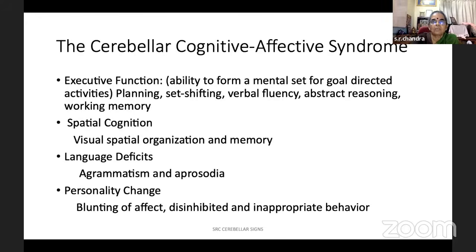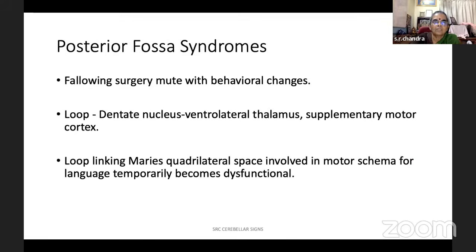So what is the cerebellar cognitive affective syndrome? So they have got poor executive function. They have got spatial cognition defects. So visual spatial memory becomes impaired. Language defect in the form of agrammatism and dysprosody, and they have got personality change. This together is called cerebellar cognitive affective syndrome, seen in posterior lobe of the cerebellar disease.